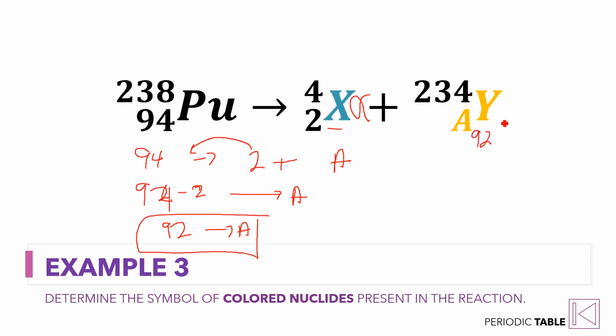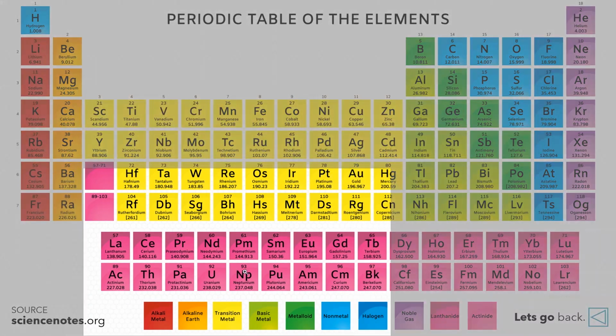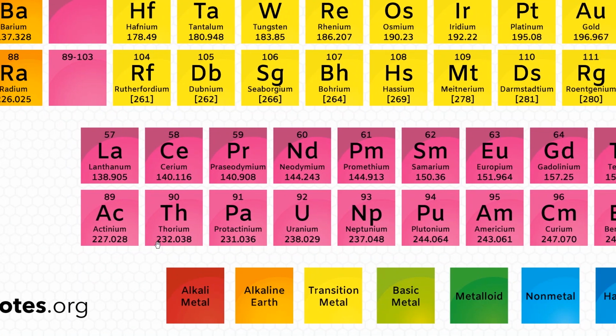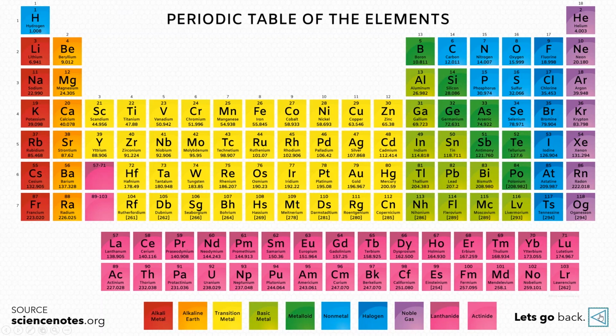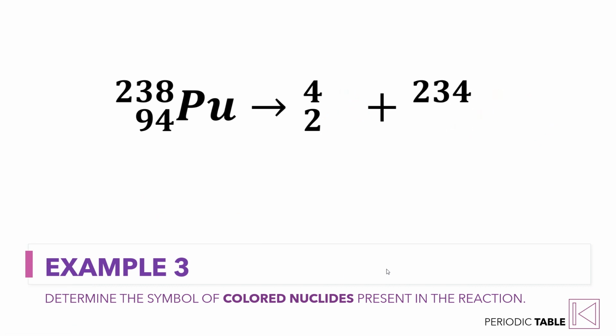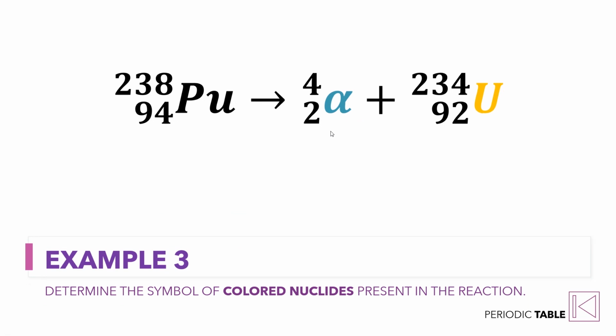Now, which element has an atomic number of 92? Let's check the periodic table again. There you go, uranium is 92. So let's go back. According to the periodic table, this one is uranium 234. Let's check that it is correct. There you go, uranium and alpha.